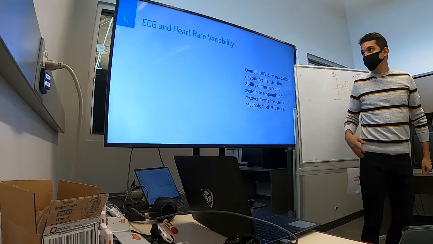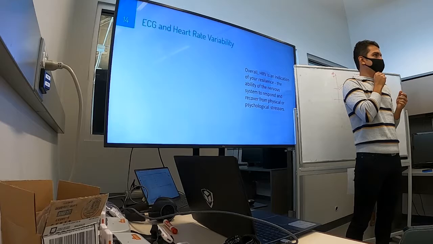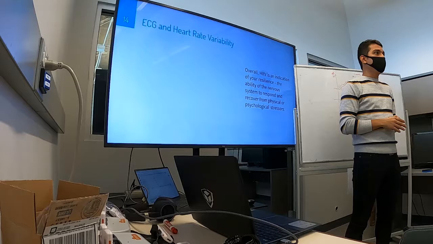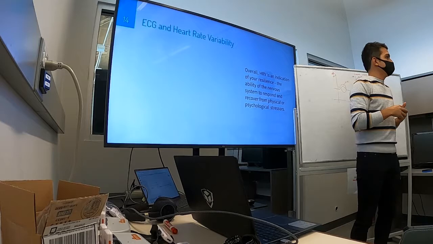So ECG and heart rate variability. We will not go deeply into ECG. It's basically an electrophysiological recording of your heart's electrical activity. ECG is widely used in the medical community, but what a lot of people in physiological computing have been using mostly is heart rate variability. So how is your heart rate varying across time and across experiences?